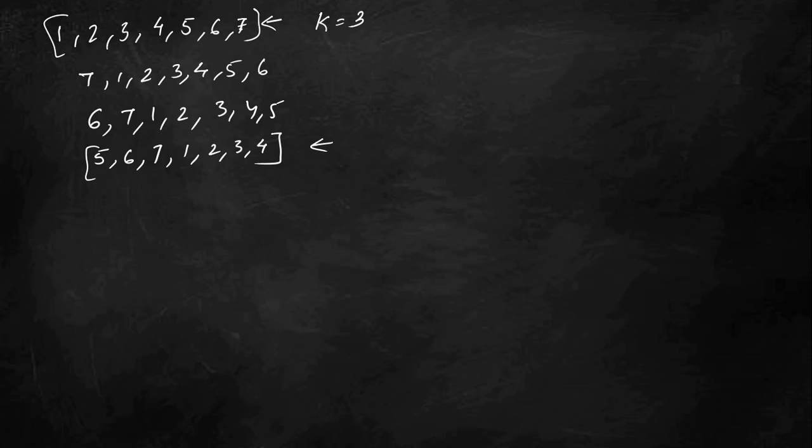The first thing that we have to check is k can be greater than the length of the nums array. So we can directly do k equals k mod nums.length. So let's say k is 30, and nums.length is 7. So 30 mod 7 is 2, so it's the same as k equal to 2. Now in this case k is 3, so let's take k equal to 3.